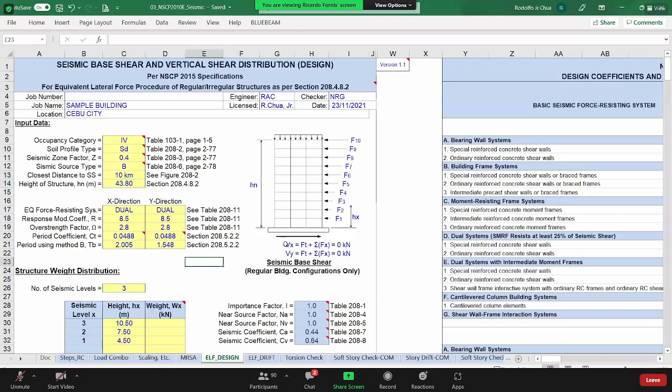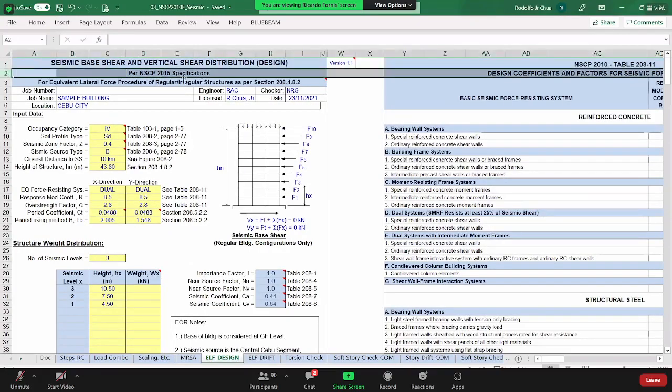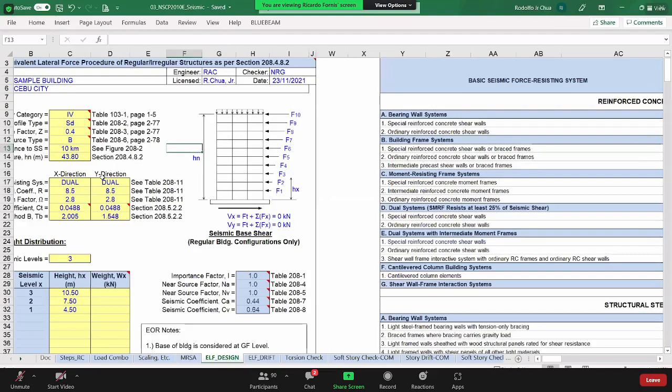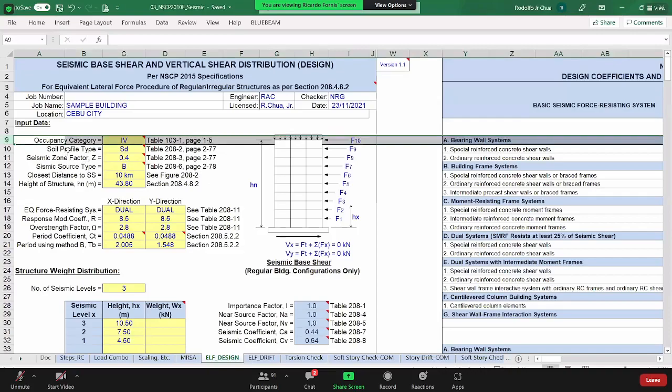This spreadsheet is, by the way, created based on the current NSCP 2015 code. And we have here some important parameters when we consider earthquake. The first parameter that we have to consider is the occupancy category. This can be found in NSCP table 103-1.